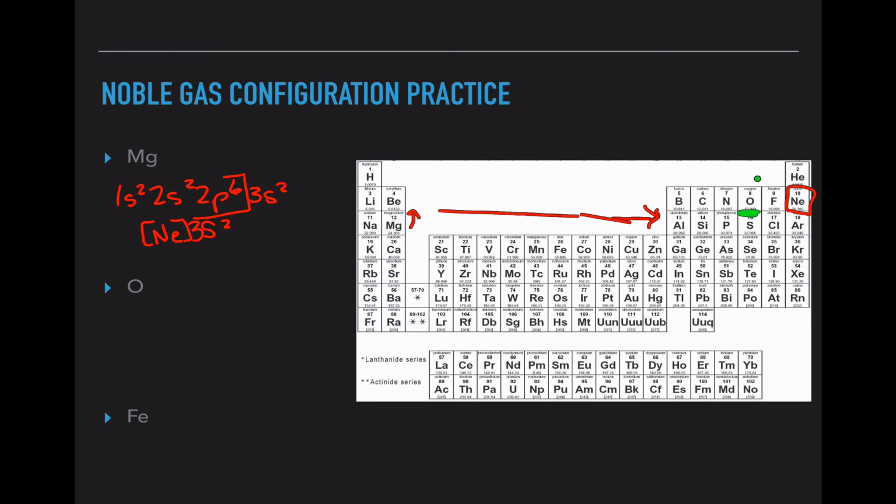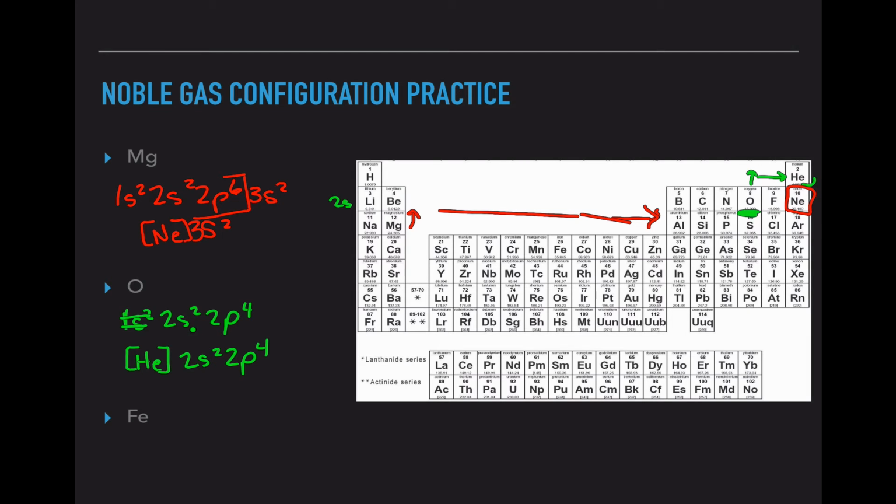So I'm going to do the same thing with oxygen. Oxygen's right here. If I go up a level and all the way to the end, my noble gas is helium. So oxygen's full configuration is 1s2, 2s2, 2p4. And helium replaces this 1s2. So I have to rewrite everything after helium. So helium's right here. The 2s level came next, so I had to include it.